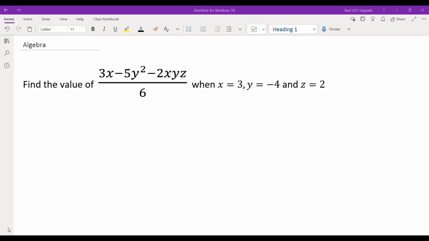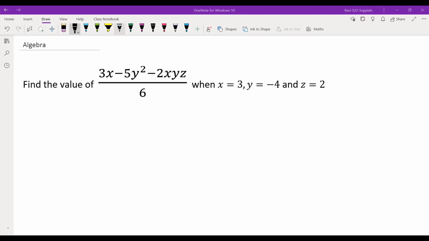Find the value of 3x minus 5y squared minus 2xyz over 6 when x equals 3, y equals minus 4, and z equals 2. Alright, so let's go ahead and solve this.